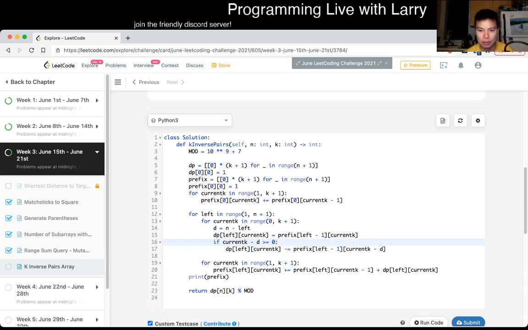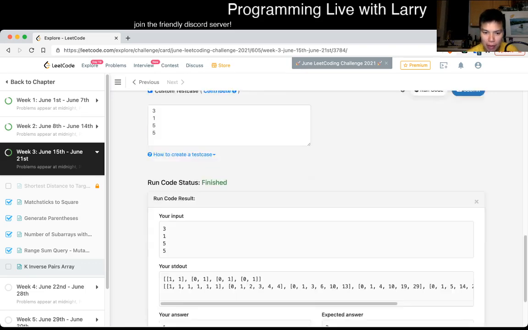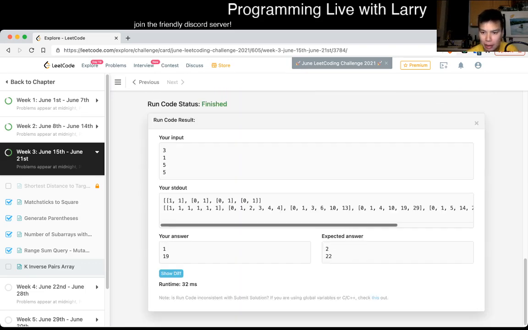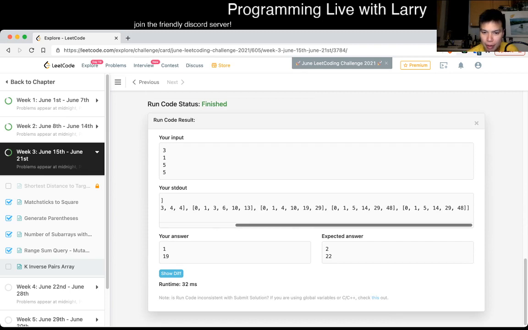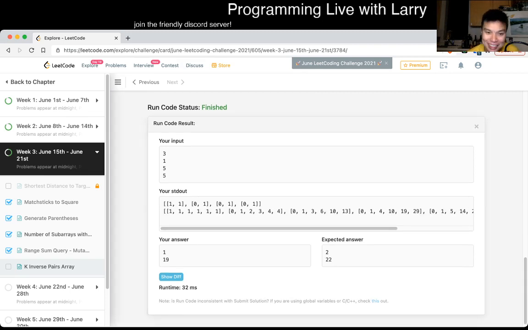No, so we need this -1 because this is a prefix thing. So we want to subtract it because we want to include this into the sum. So I'm off by 1 in the inclusion of the sum. Okay, that's why. That said, it's still wrong.